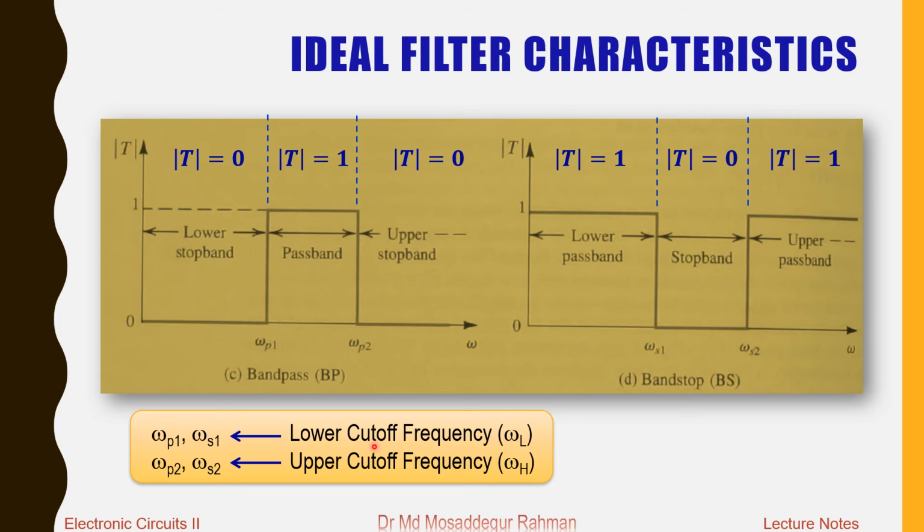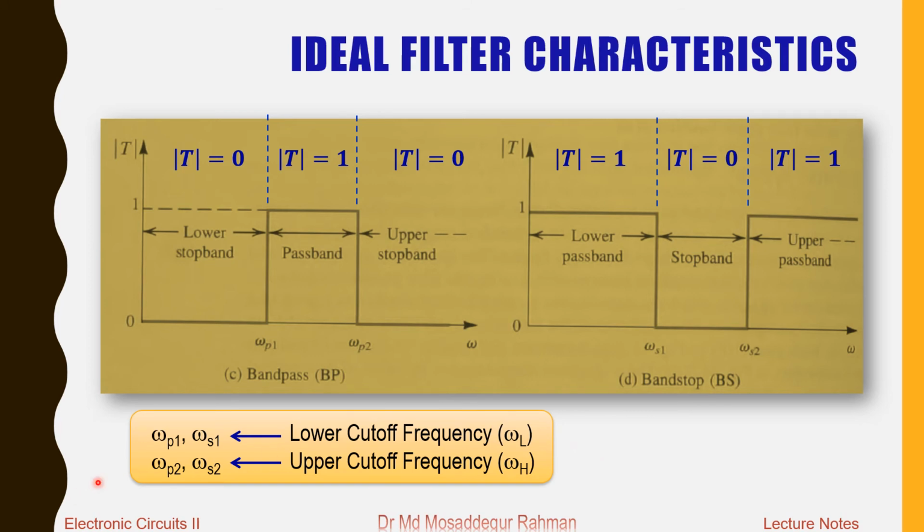So here omega p1 and omega s1, we will usually call them lower cutoff frequency, denoted as omega L, and omega p2 and omega s2, they are actually the upper cutoff frequency, denoted as omega H. And the difference between these two frequencies, this range, is also known as the bandwidth. So bandwidth of the filter circuit is the difference between these two cutoff frequencies, omega H minus omega L.